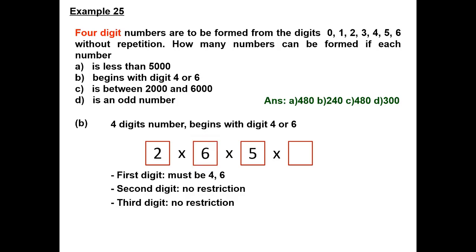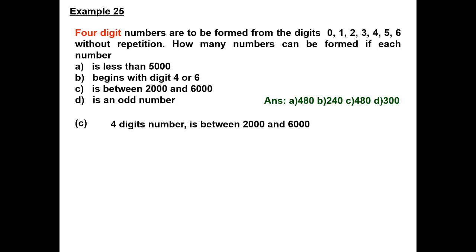There is also no restriction in choosing any number for the third digit. 2 numbers have been used for the first and second digit, so we are left with 5 choices of number. For the fourth digit, there is also no restriction in choosing any numbers. We have used 3 numbers for the first, second, and third digits, so we are left with 4 choices of number left. The permutation that we will get is 2 times 6 times 5 times 4 equals 240.